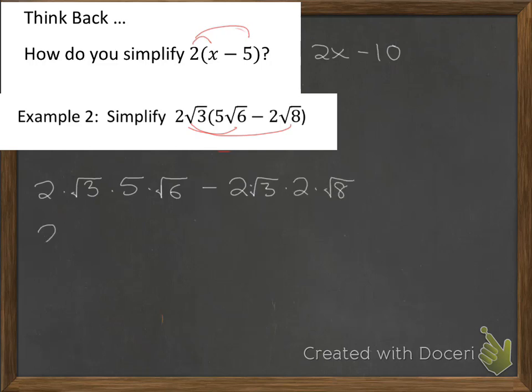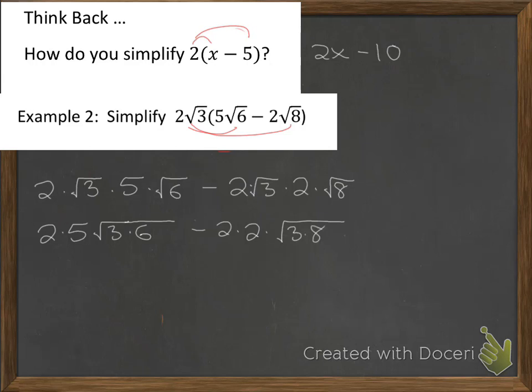Okay, so once again, I'm going to rearrange the furniture. So I'm going to write 2 times 5. I'm going to erase that because it looks like a decimal point. 2 times 5 times the square root of 3 times the square root of 6. And just for the sake of time, let's go ahead and stick both of those numbers under the same radical. Okay, then we have 2 times 2 times the square root of 3 times 8.